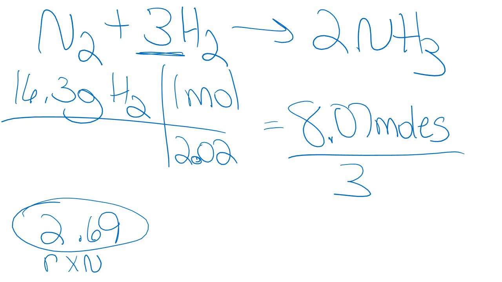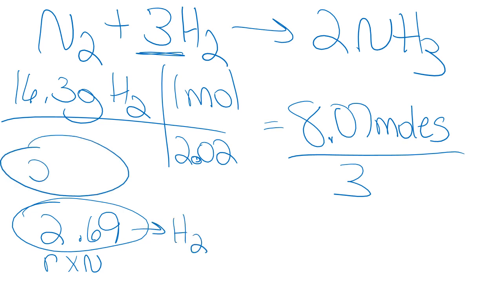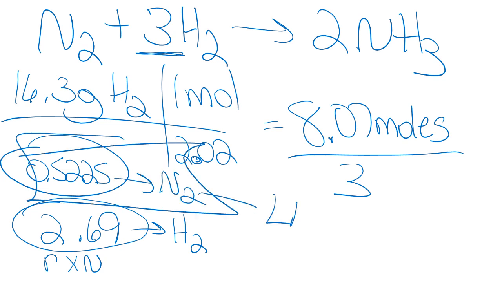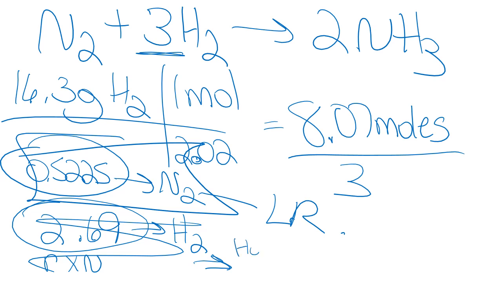For the nitrogen, it was 0.5225 can form. So this is the limiting reagent. It's what runs out first. So we don't even care about hydrogen anymore, other than it's going to be asked what is the excess reagent. And so hydrogen is the excess reagent.